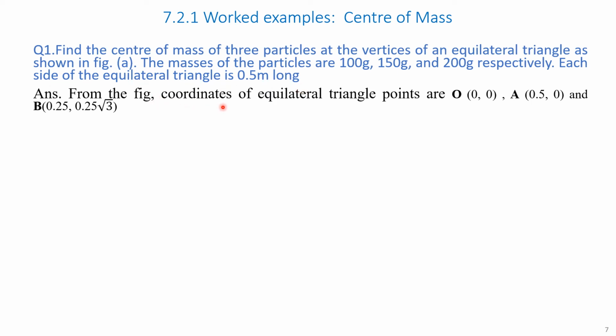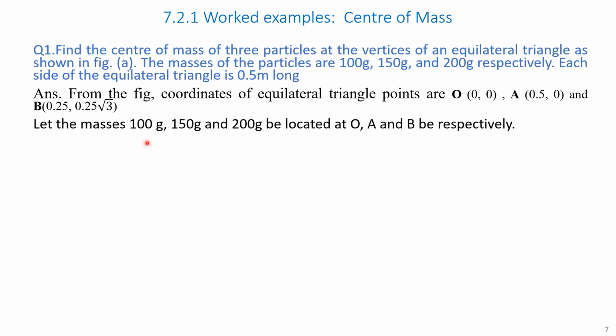From the figure, the coordinates of the equilateral triangle points are: O, this is O, 0, 0. Then A, this is the point A, that is 0.5 and 0, and B, this is the point B, 0.25, square root of 3, by rearranging the coordinates as shown in figure A. O is one edge, A, B, C are three corners. Let the masses 100 grams, 150 grams and 200 grams be located at O, A and B respectively. This is 100 grams, A is 150 grams and B is 200 grams. Please draw the diagram along with me.